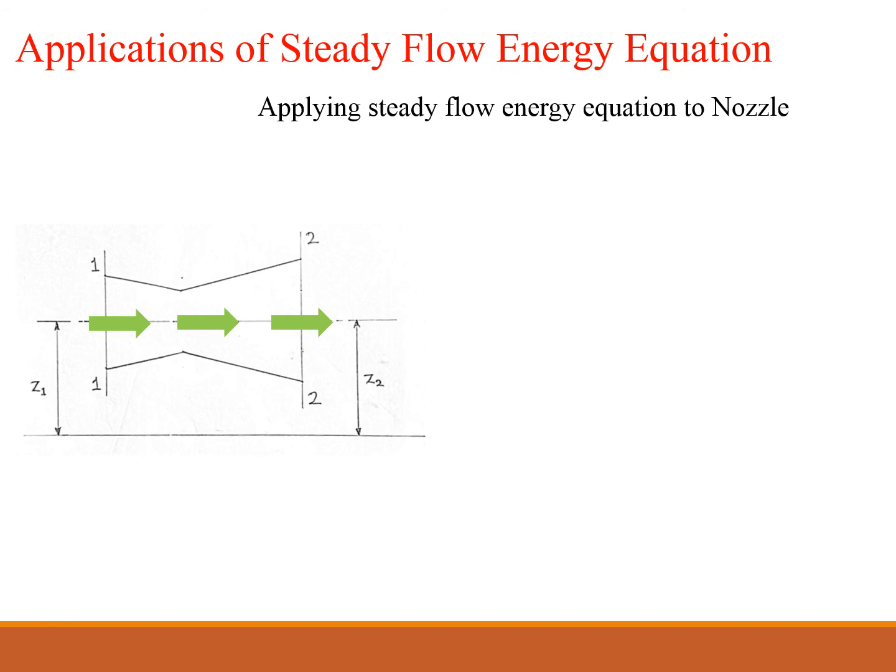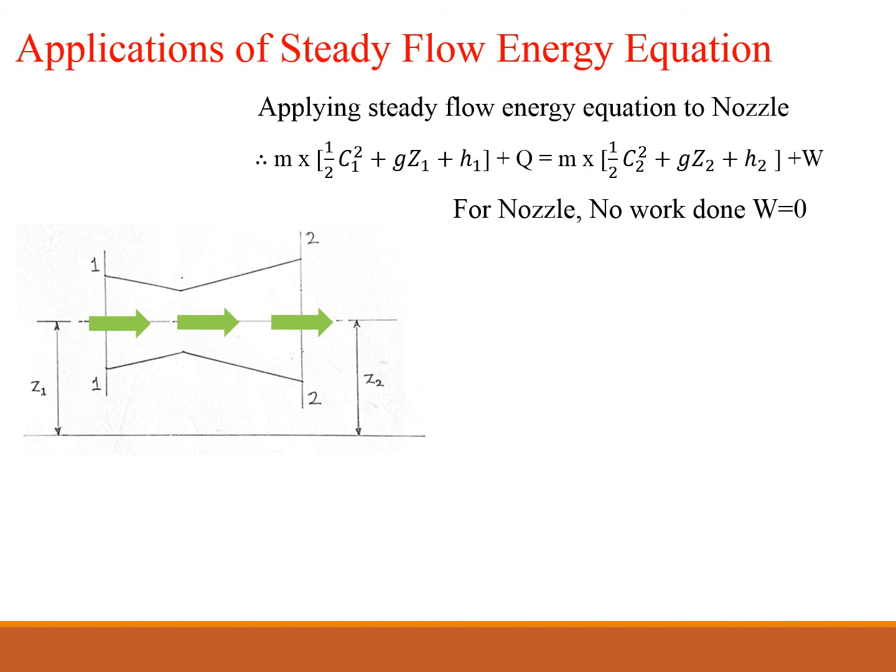Now apply the steady flow energy equation for the nozzle. This is the general steady flow energy equation. In a nozzle, work done is 0 and heat transfer is also 0. So W is equal to 0 and Q is equal to 0. Z1 is equal to Z2, so the potential energy term on the right-hand side and the left-hand side are the same, and will cancel.